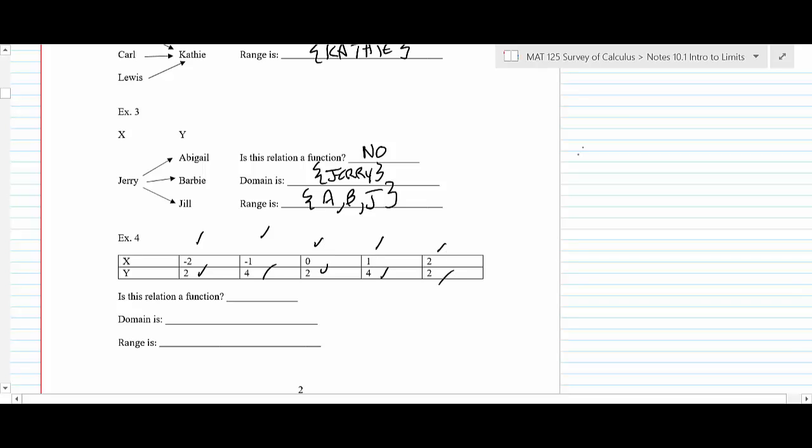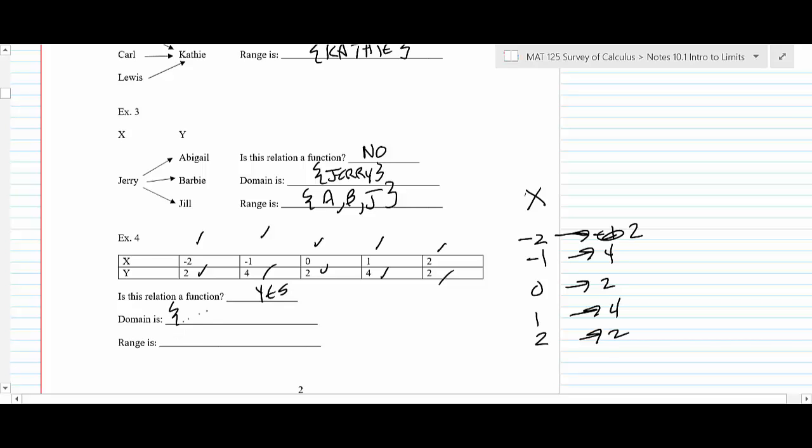Now you don't have to write this on your paper, but if you wrote this down, this would be x, that would be your domain, and it basically just goes: the -2 goes to 2, the -1 goes to 4, the 0 goes to 2, the 1 goes to 4, the 2 goes to 2. If you have any trouble seeing that, you can write that mapping diagram out if you want. So that is a function, and for the domain, it doesn't matter what order you put these in, but the preferred way is just numerical order.